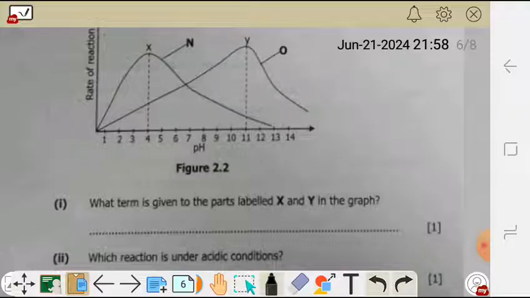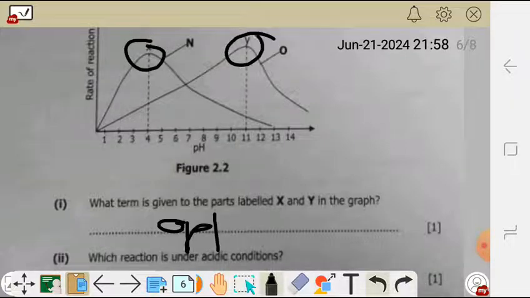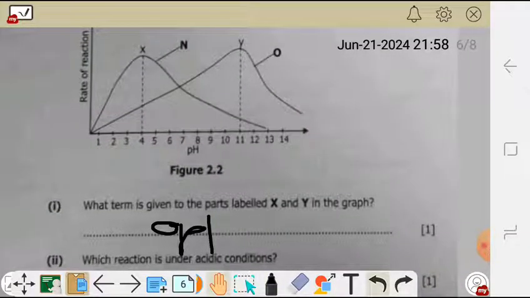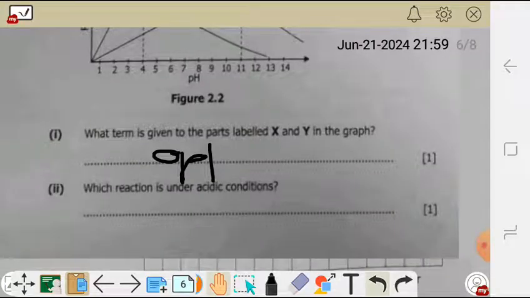So the term which is used for X and Y in that case is optimum. Okay, so the term is optimum. In this case we are talking about the optimum pH. So optimum pH, which is constant, is the highest point. The optimum pH of those graphs is the highest point where the rate of reaction is highest. Okay, so let's move on to question 2. Here it's optimum, that is the term we use.